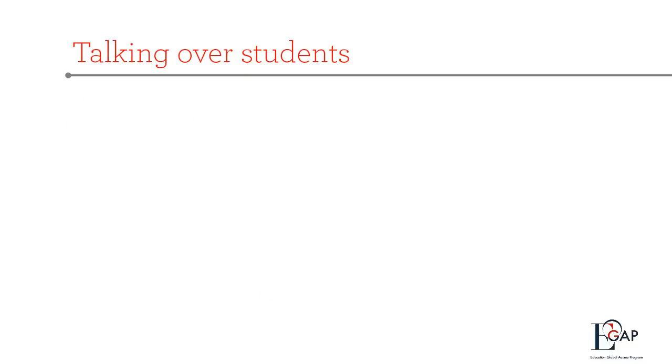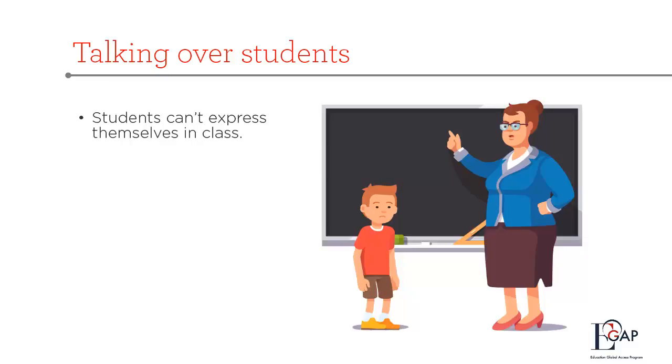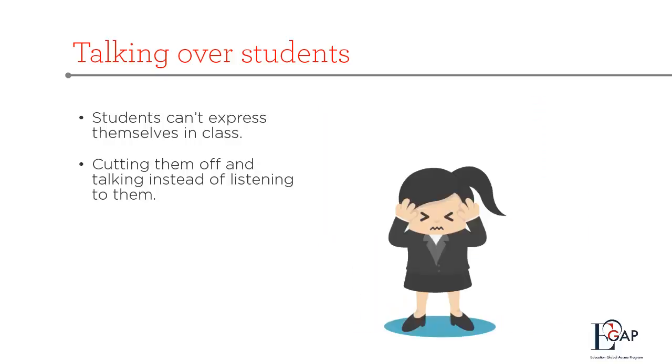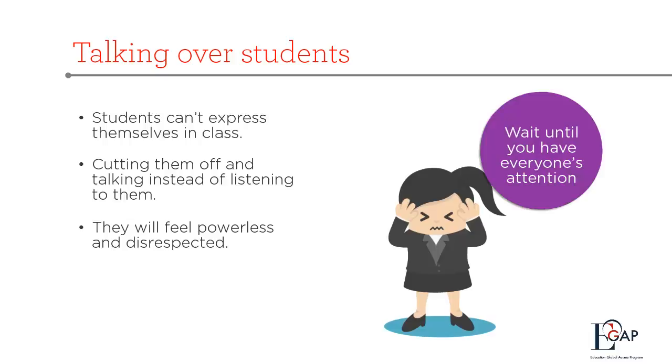If your students feel like they can't express themselves in the classroom because you are talking over them, that is, cutting them off and saying what you want to say instead of listening to them, your students may feel powerless and disrespected. They may have trouble following directions. The solution is to wait until you have everyone's attention before you start to speak.